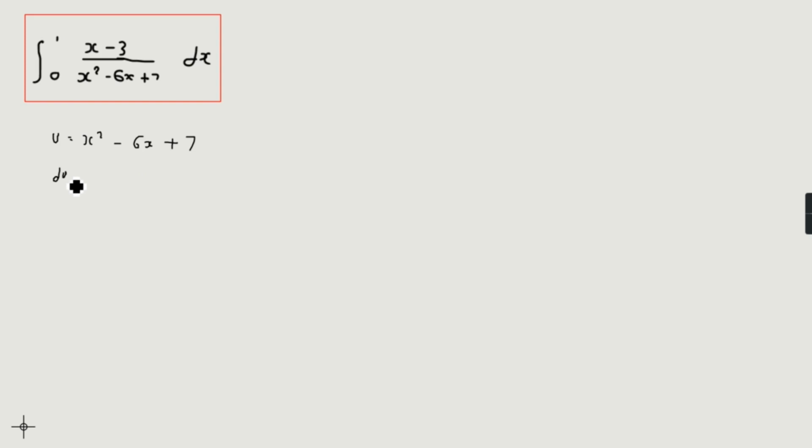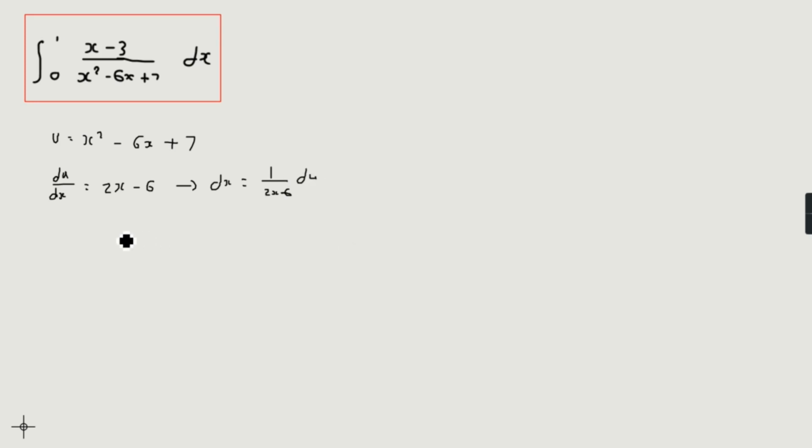We say du by dx is equal to, well, bring the power to the front, take away 1 from the power, so that's 2x, take away 6. And the 7 does not become anything as it's just a constant. So then we make dx the subject of the formula. So that's 1 over 2x take 6 multiplied by du.